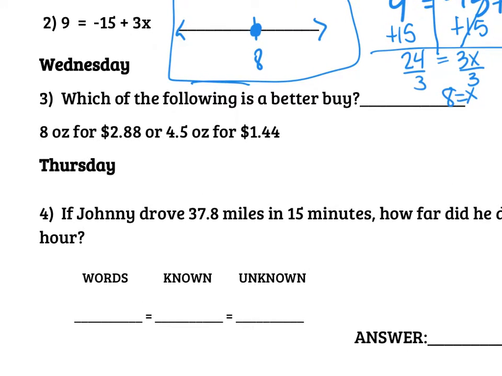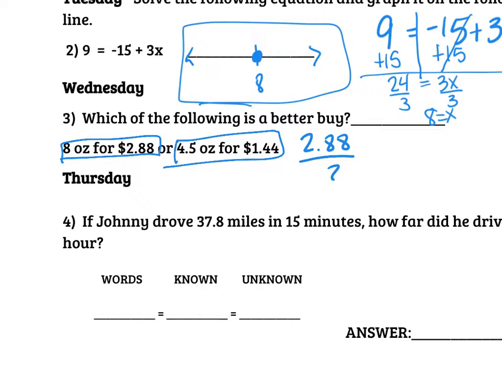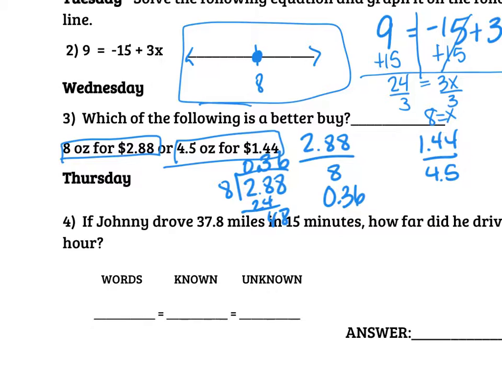Which of the following is a better buy? You're comparing the 8 ounces for $2.88 and the 4.5 ounces for $1.44. Okay, so let me do it. I'm just working it. So $2.88 for 8 ounces, $1.44 for 4.5 ounces. We're really getting the price per ounce because that's really what it's asking for, unit rate comparing, okay? So $2.88 divided by 8 is going to be 0.36. So this is 0.36 per ounce, okay?